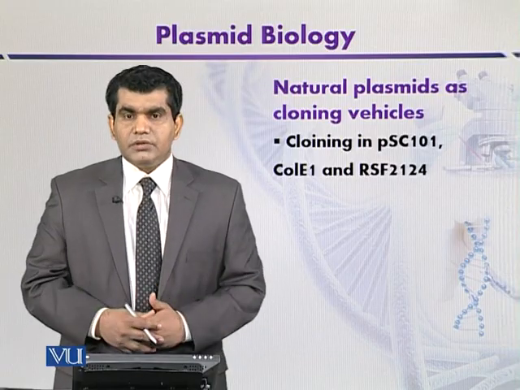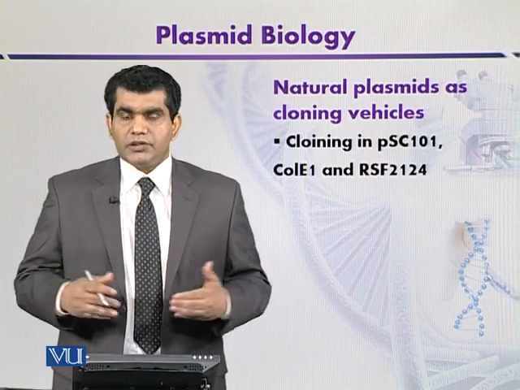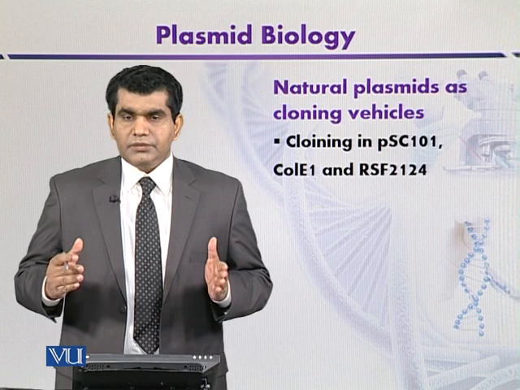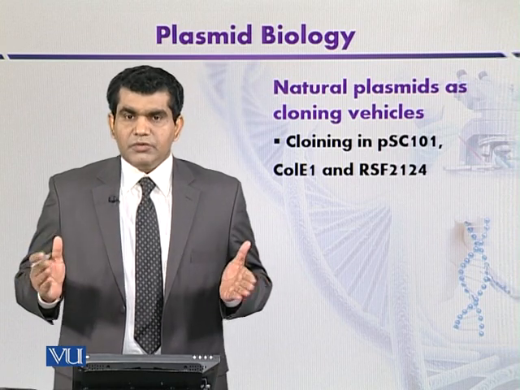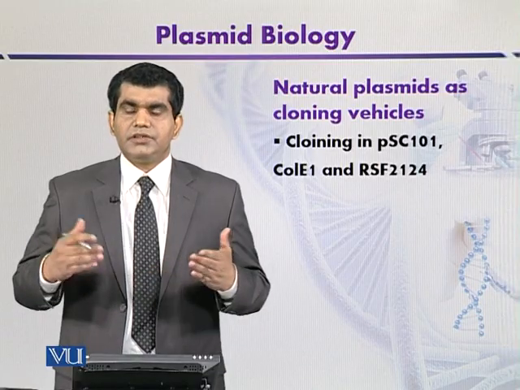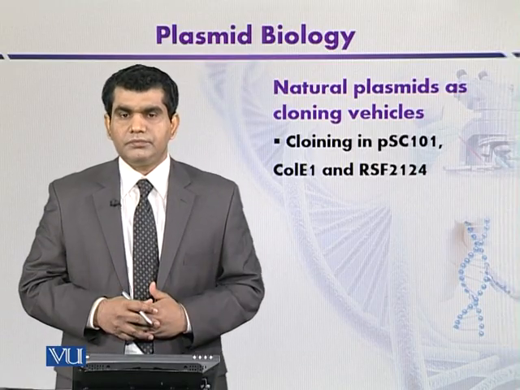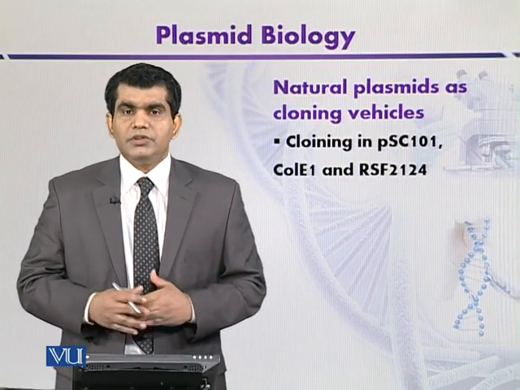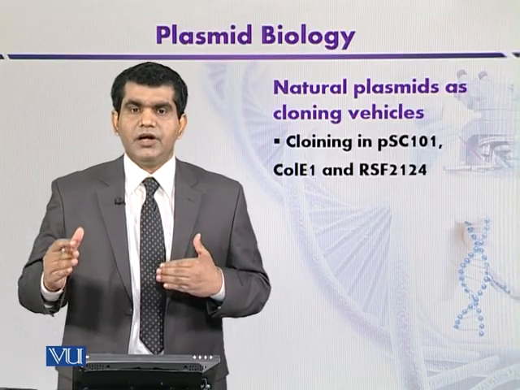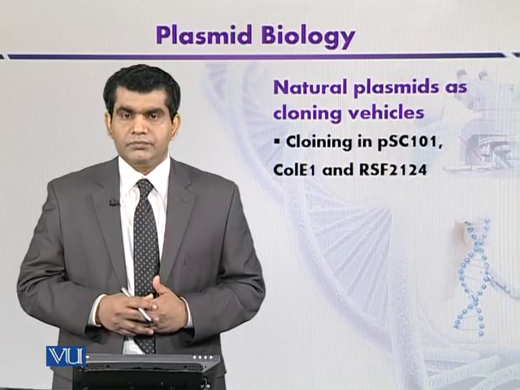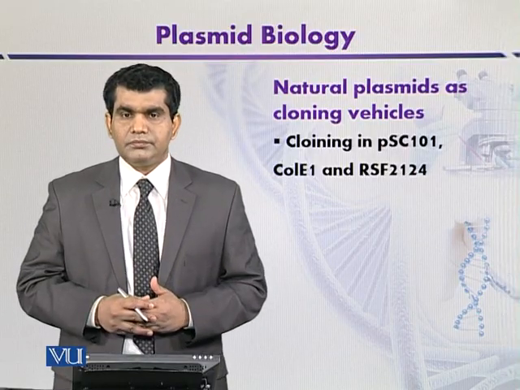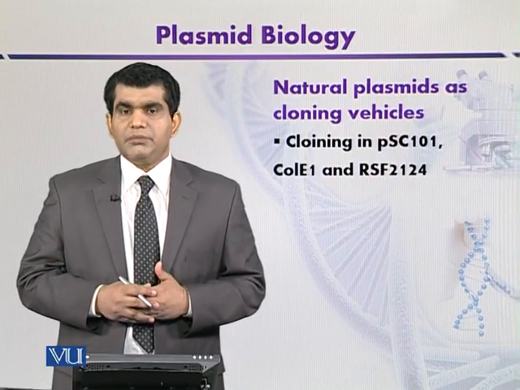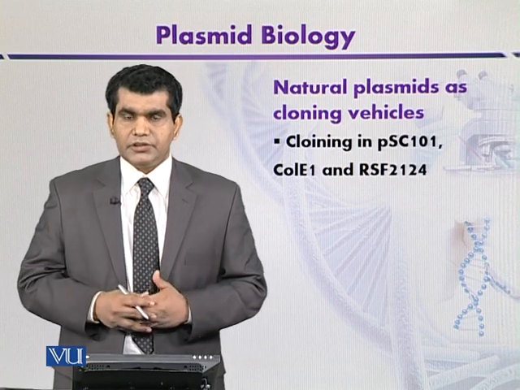For example, if we use pSC101 as a cloning vector, then the plasmid can be digested with EcoRI because a single site is present for this restriction enzyme on pSC101, and similarly the foreign DNA that contains our gene of interest can also be digested with EcoRI. Then both can be ligated, and then the tetracycline resistance can be used for the selection of recombinants.